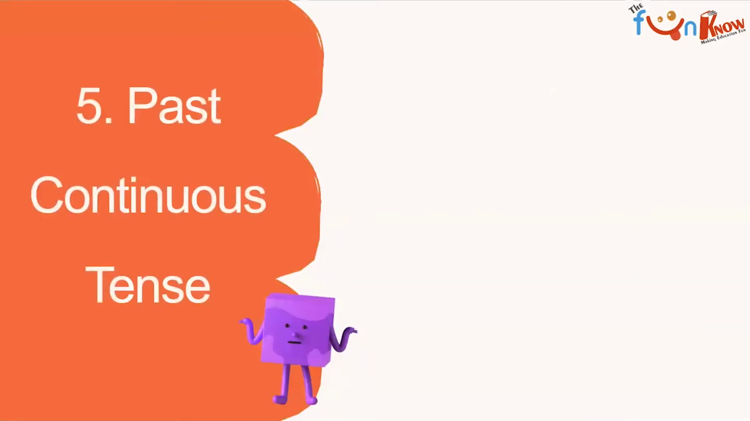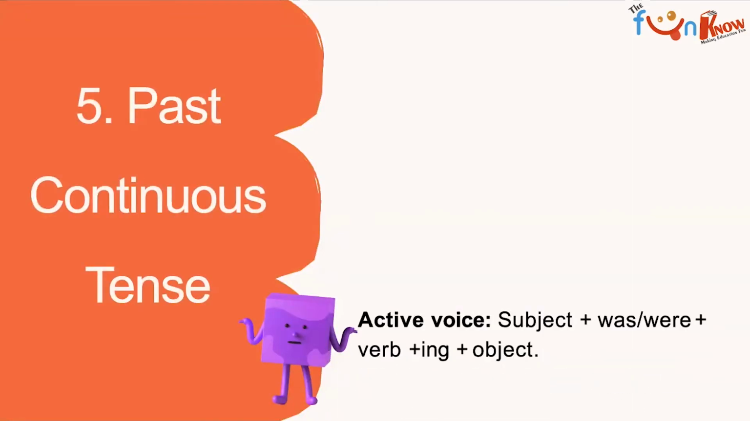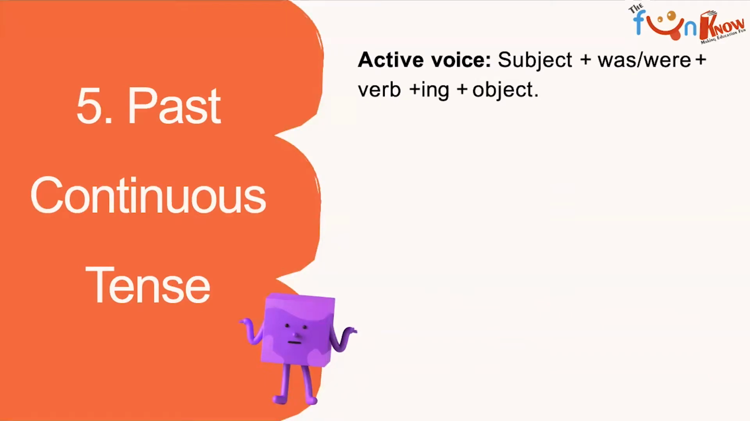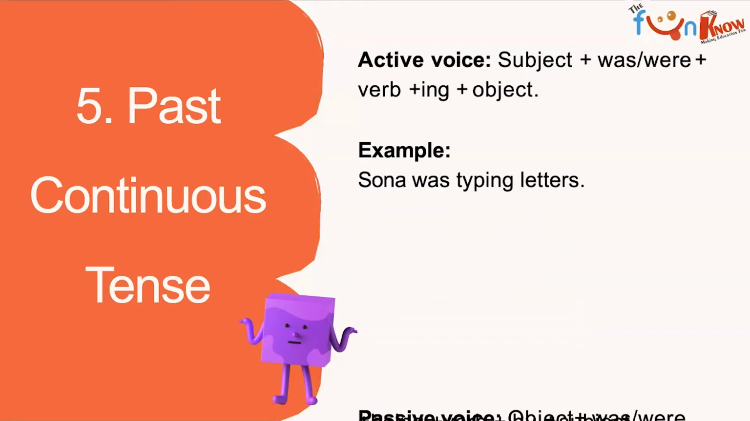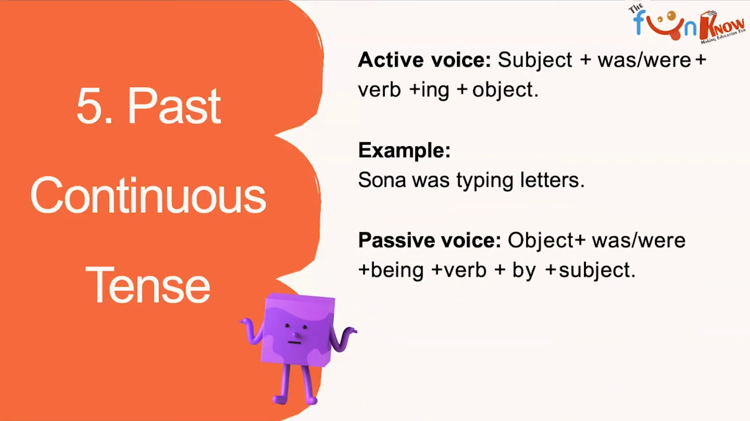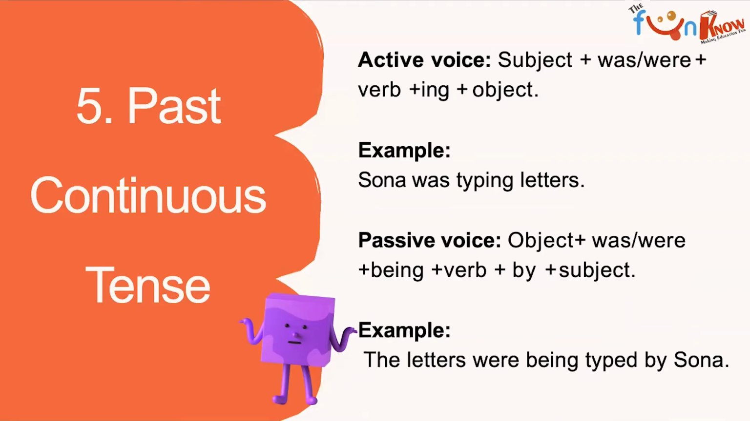The next type of tense is past continuous tense. An active voice is constructed using subject plus was or were plus the verb plus ing plus object. Let's look at an example. Sona was typing letters. Now in passive voice, we have object plus was or were plus being plus verb plus ed by with the subject. And Sona was typing letters becomes the letters were being typed by Sona in passive voice.